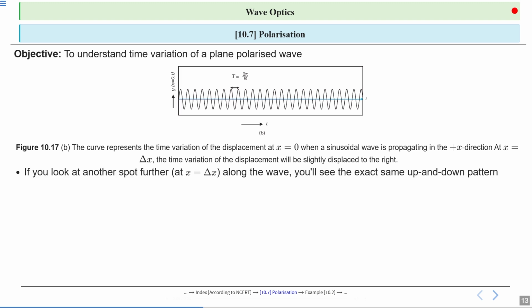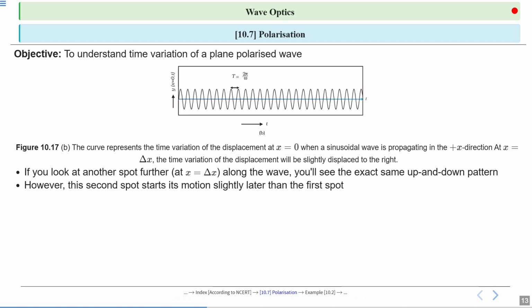So let's examine what happens if we observe another point further along the wave at x equals delta x. You will notice that this point exhibits the same up and down pattern as the initial point, that is x equal to 0. The initial position was x equal to 0. So this is an important characteristic of waves, that is, they repeat their pattern over space.